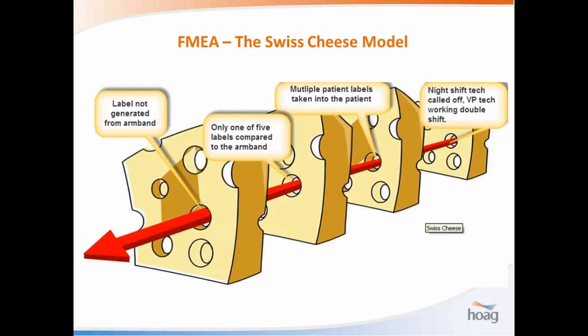But the ultimate problem here was we're not generating labels from the armband. So the solution here would be to implement a positive patient ID system. But you can see how all of these factors lined up to have the error reach the patient. And similar analyses have been done in transfusion accidents as well.